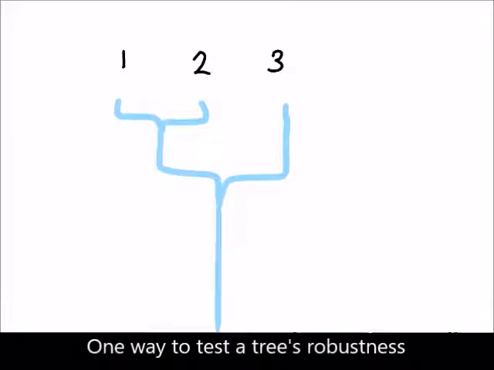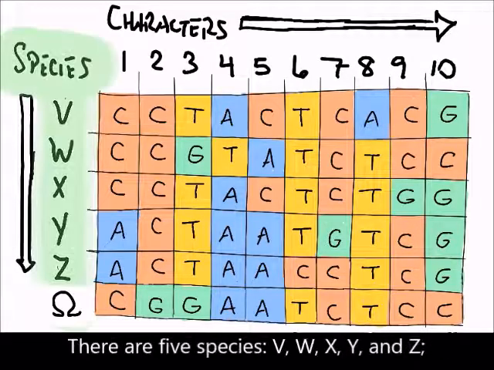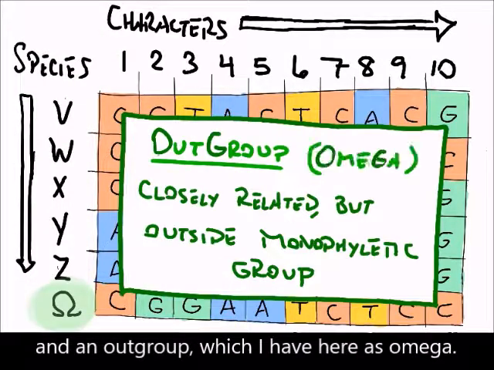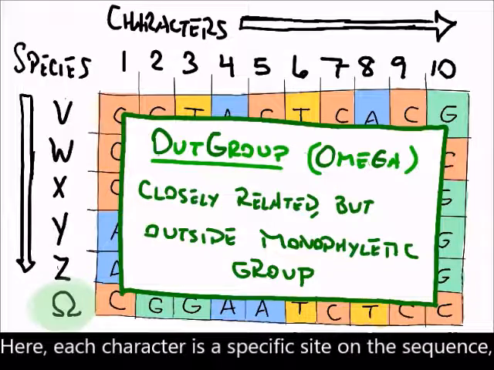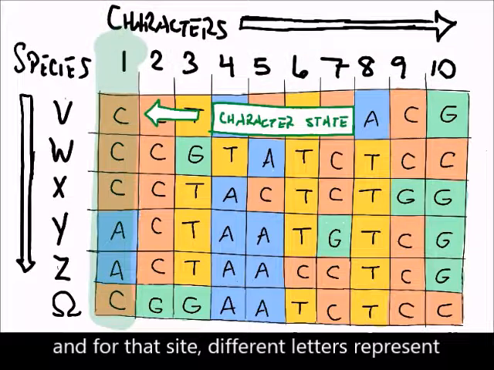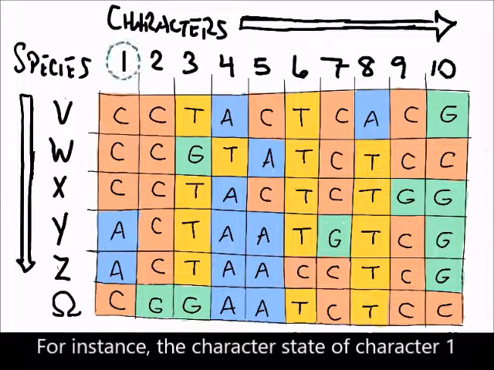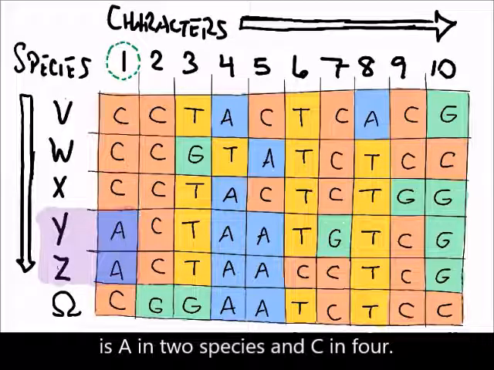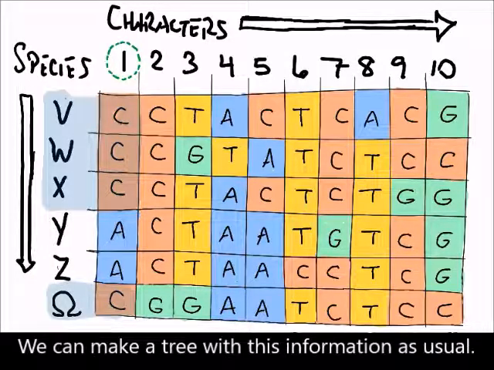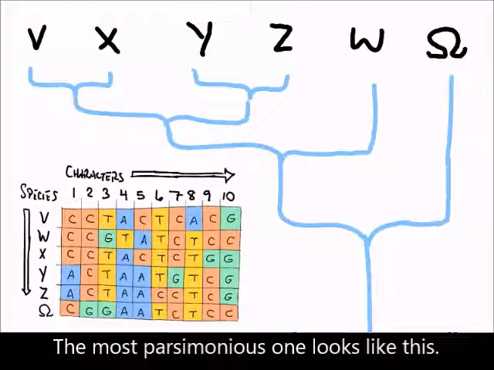One way to test a tree's robustness is with the statistical method of bootstrapping. Let's try that out with this matrix of molecular data. There are 5 species, V, W, X, Y, and Z, and an outgroup, which I have here as omega. Here, each character is a specific site on the sequence, and for that site, different letters represent different character states. For instance, the character state of character 1 is A in 2 species, and C in 4. We can make a tree with this information as usual. The most parsimonious one looks like this.